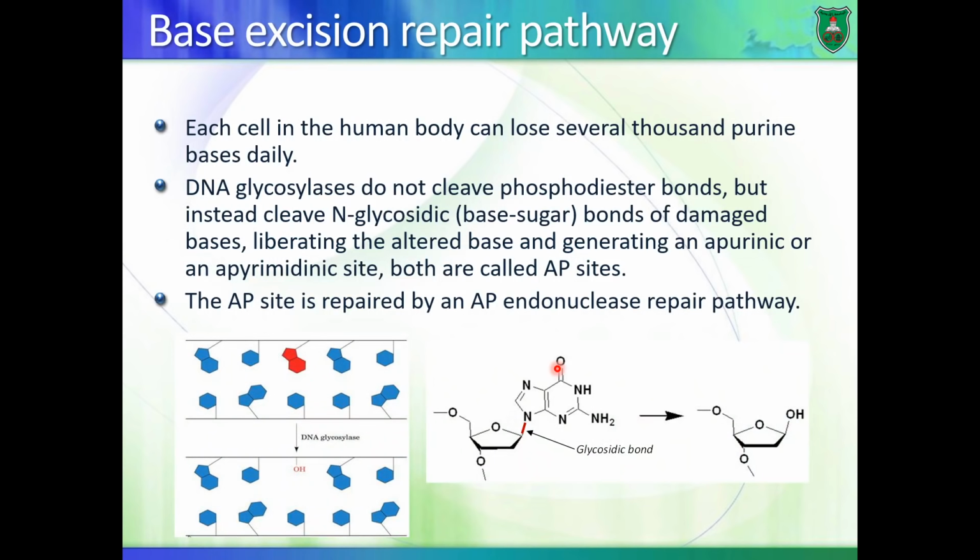Now what happens is that you can have, again, spontaneously, or it can happen via induced mechanisms, that the base is removed, right? Creating AP sites. AP sites are apurinic or apyrimidinic sites. So you have a sugar, you have a phosphate, but there is no base because the glycosidic bond is cleaved. Okay, so this is recognized by an AP endonuclease repair pathway.